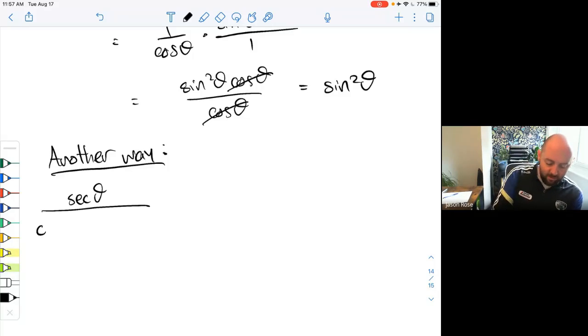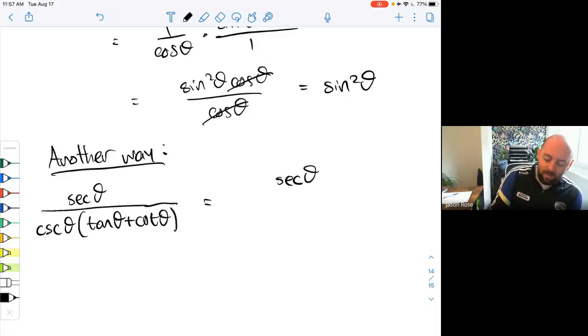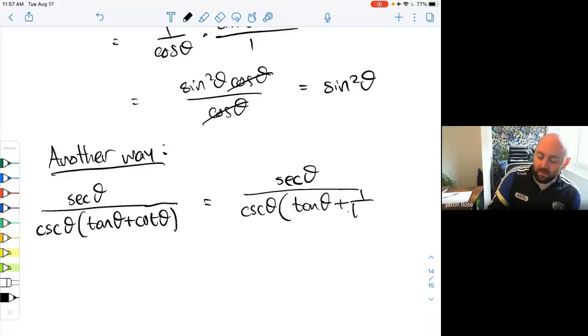Secant theta divided by cosecant theta times tan theta plus cotan theta. I could imagine that somebody would look at this and say, cotan is just 1 over tan. So one thing that I could do would be get rid of that cotan and write it as 1 over tan theta.